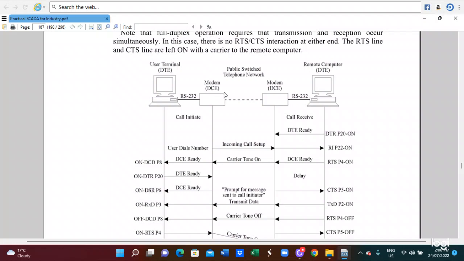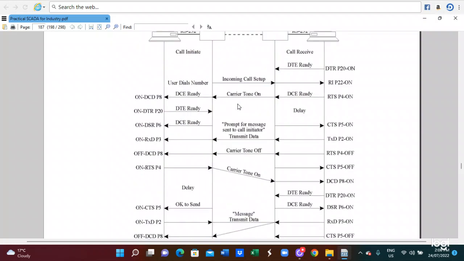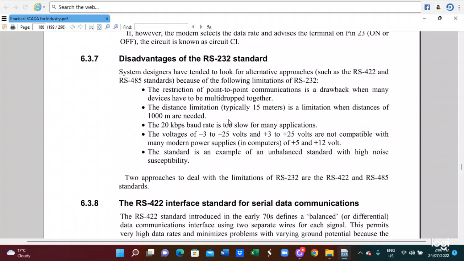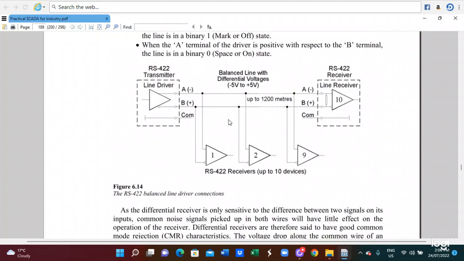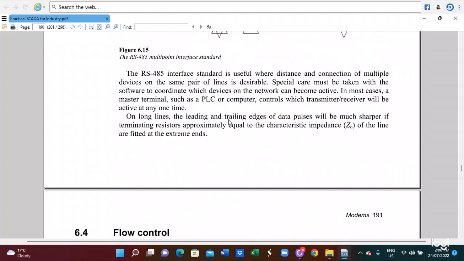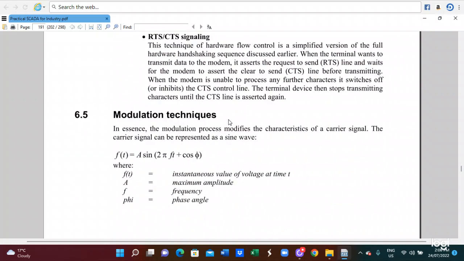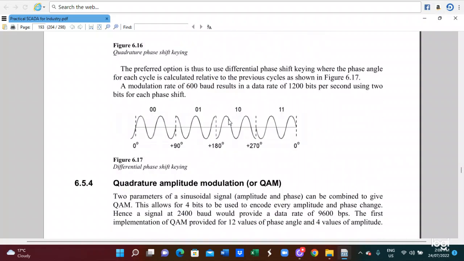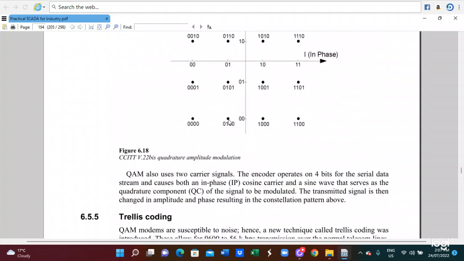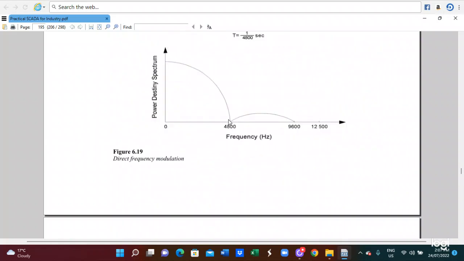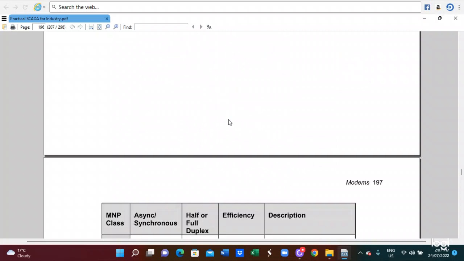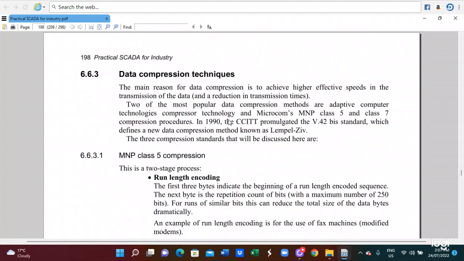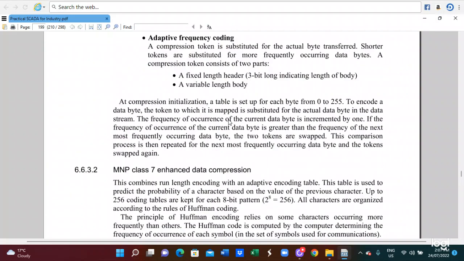So this is for the connection from one system to another one. So this is the appropriate function between the two, and the synchronous communication operation mode, advantages, disadvantages, and also the RS-422 system, RS-485 system, and flow control system, modulation techniques, amplitude modulation, the characteristics of phase modulation, the information, also the quadrature amplitude modulation, the coding system you have to read about, error detection and correction methods, and also the process and their efficiency, levels, also the frequency range.